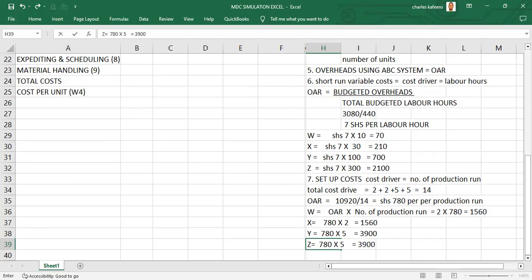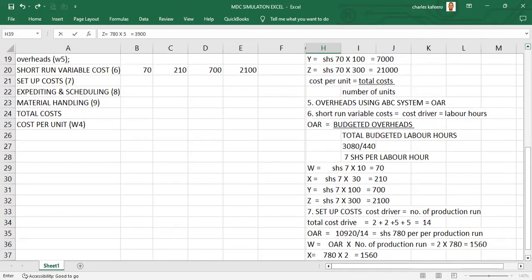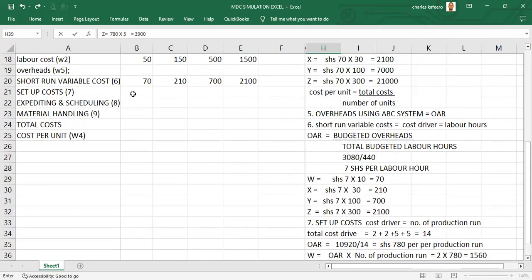So we come to our setup costs here, and we pick the value, which is 1560. The next one is also 1560. The next one is 3900. Then the last one is 3900. Then we go to the production, to working number 8.